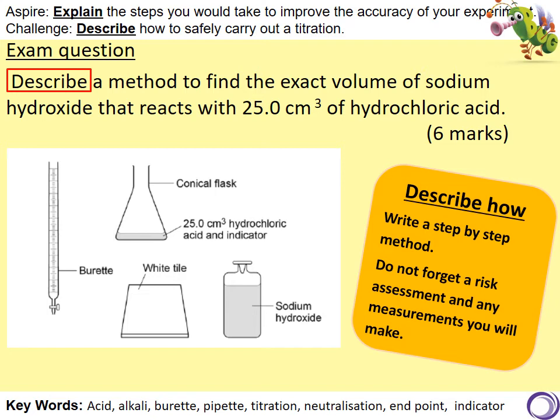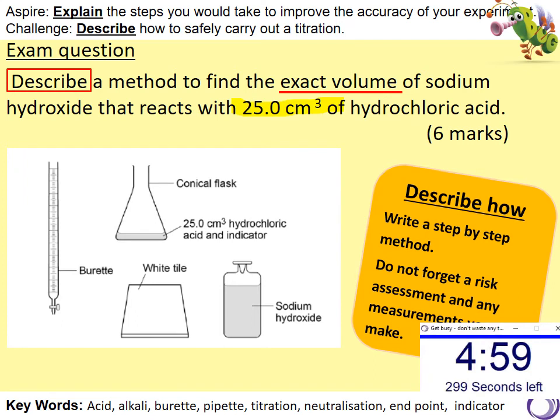We must ensure that we include a risk assessment and not forget to write down any measurements that you will take. We underline the keywords, it talks about the exact volume, and it also talks about 25 centimetres cubed. Okay, I'm going to give you 5 minutes to have a go at writing that method.